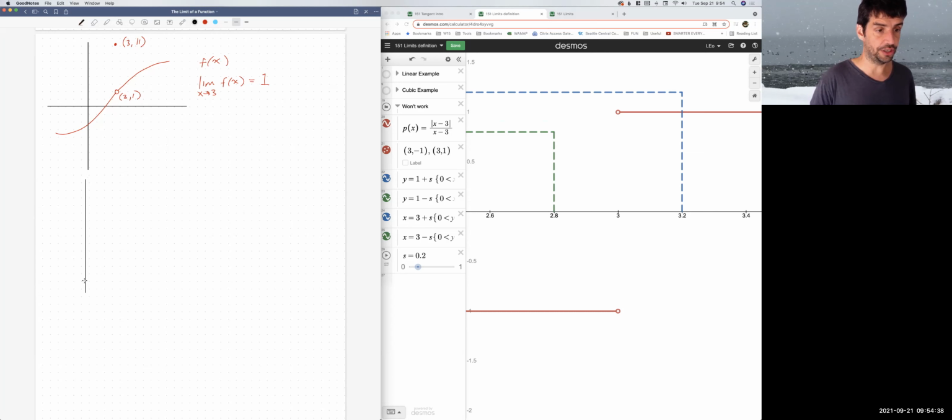We also see piecewise functions. So we'll just do this graphically.